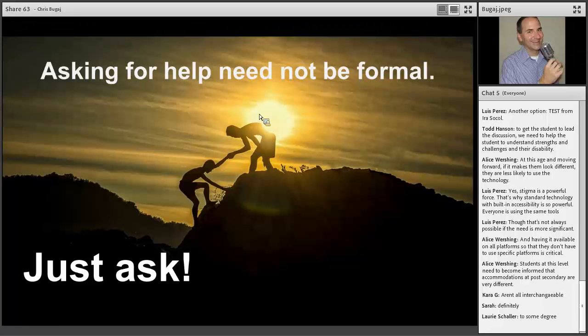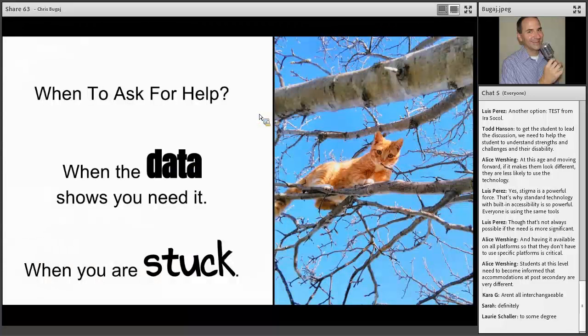This is another important point. Asking for help, meaning considering the needs of a student and assessing a situation, doesn't necessarily need to be formal. You could just ask for help. And when you ask for help, how do you know you need it? Maybe when the data shows that you need it. As an educator, you're collecting data all the time pertaining to the goals. You look at those goals. You look at that data, usually around progress report time, and you might say to yourself, oh my goodness, we're not making progress here. Maybe it's time to call in someone for help.